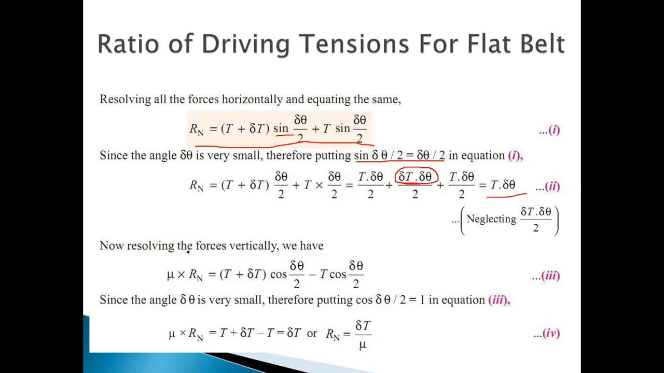Now, resolving the forces vertically, we have mu into Rn equal to T plus delta T cos delta theta by 2 minus T cos delta theta by 2.